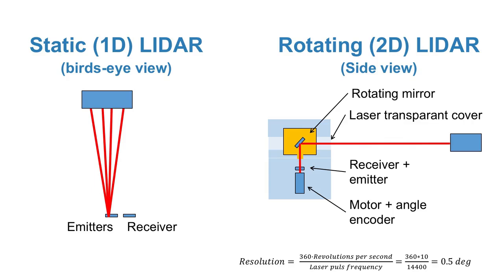Here is an example. 14,400 pulses a second at 10 Hz, or revolutions per second, means 0.5 degrees angular resolution, as you can see in the equation on the bottom.